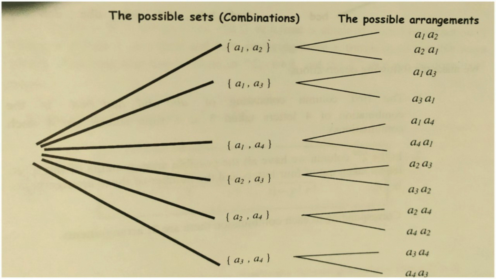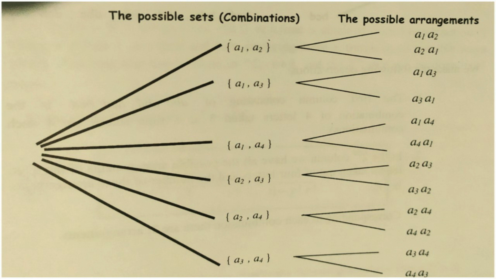So each combination part has two categories. That category is known as the possible arrangements. For A1 A2, the arrangements are A1 A2 and A2 A1. For A1 A3, the arrangements are A1 A3 and A3 A1. Likewise, we have all arrangements for each combination. The total number of arrangements is 12.